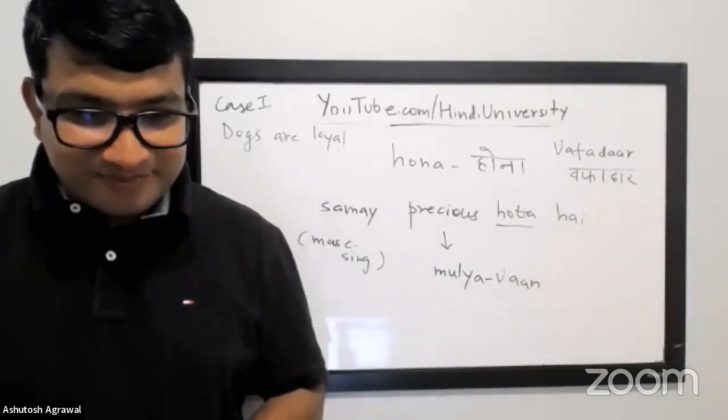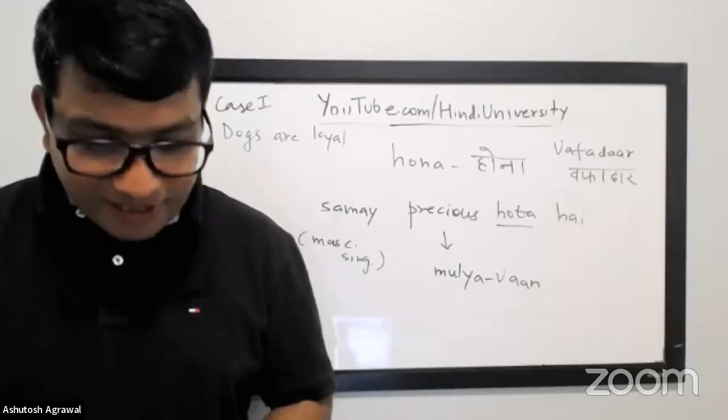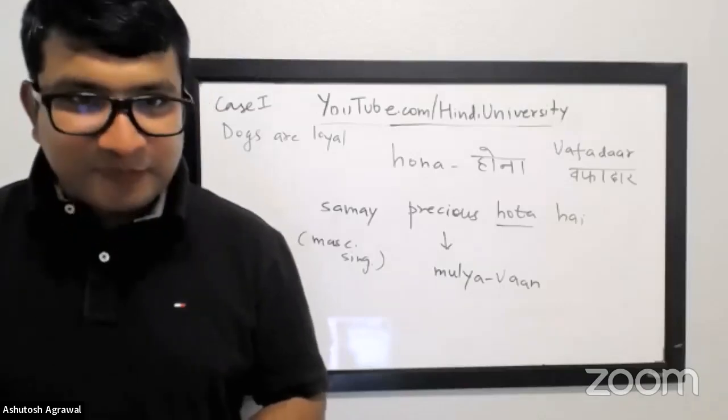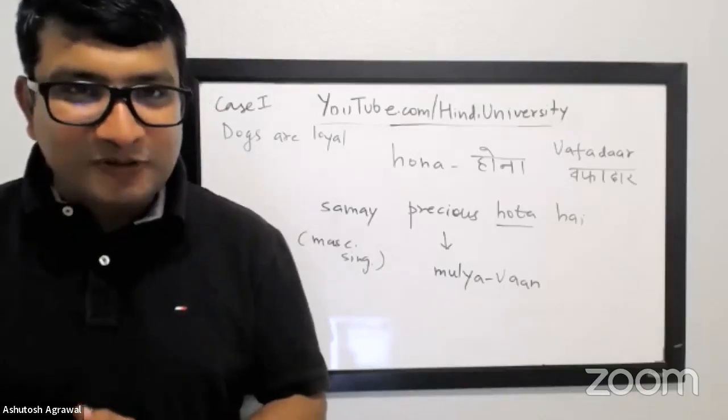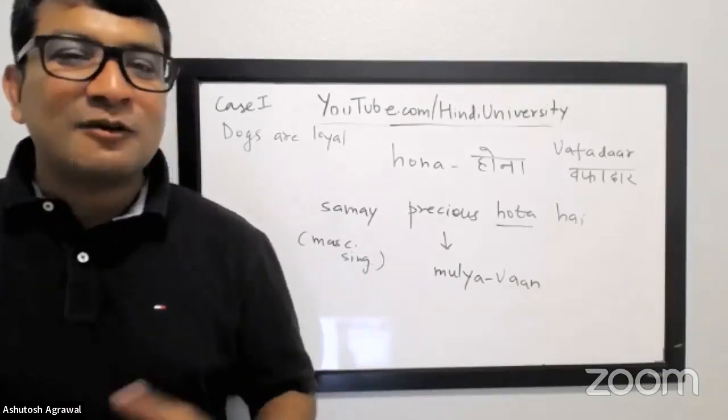I don't know, cranberries are sour. Cranberries sour, Jose. Okay, so it's plural. Plural feminine. Oh, hoti hai. Very good. Cranberries sour hoti hai.